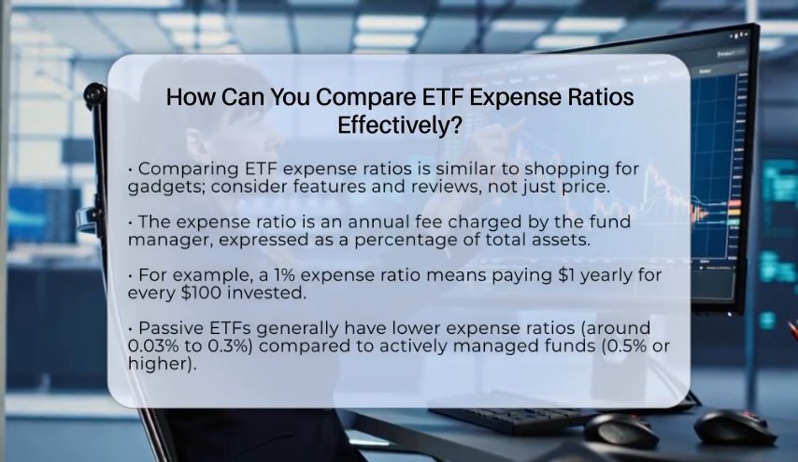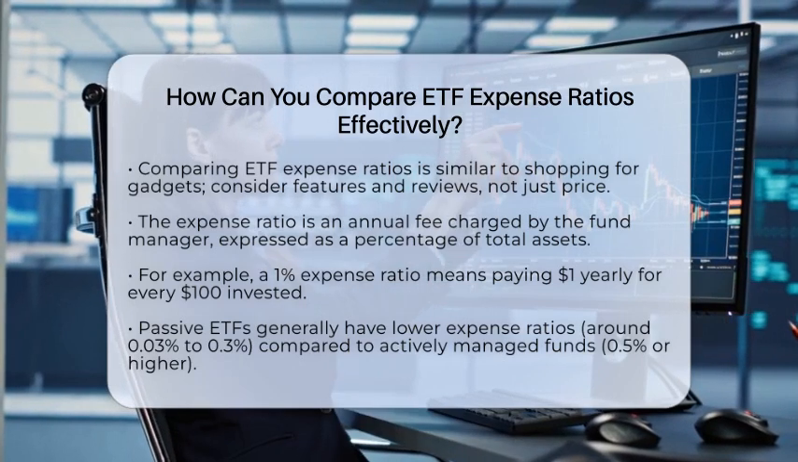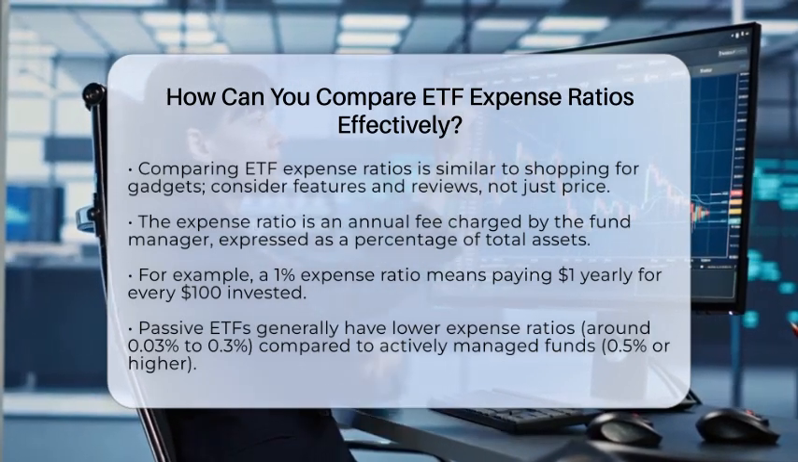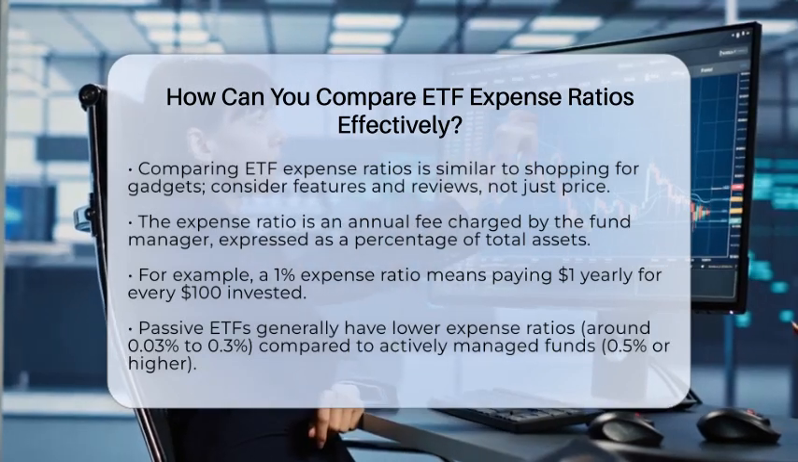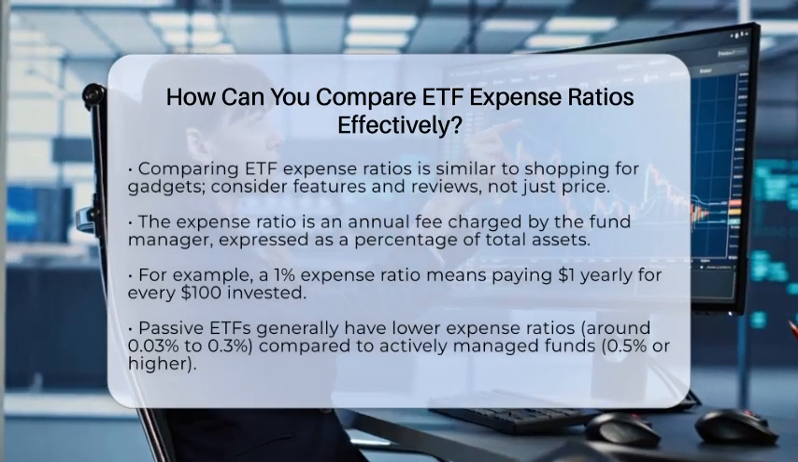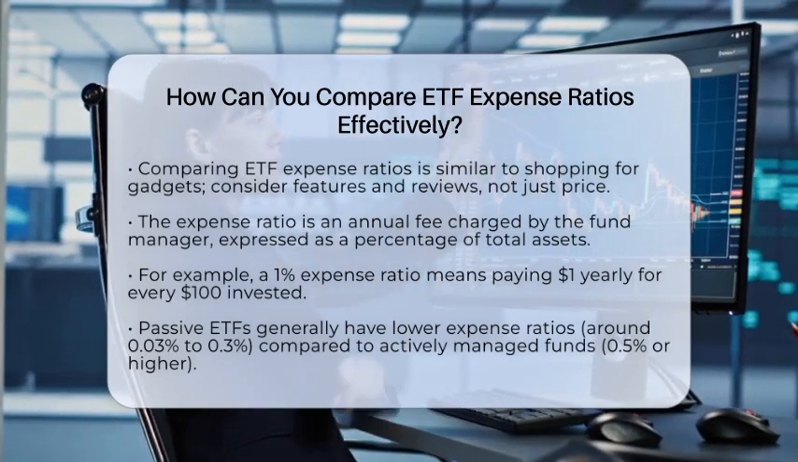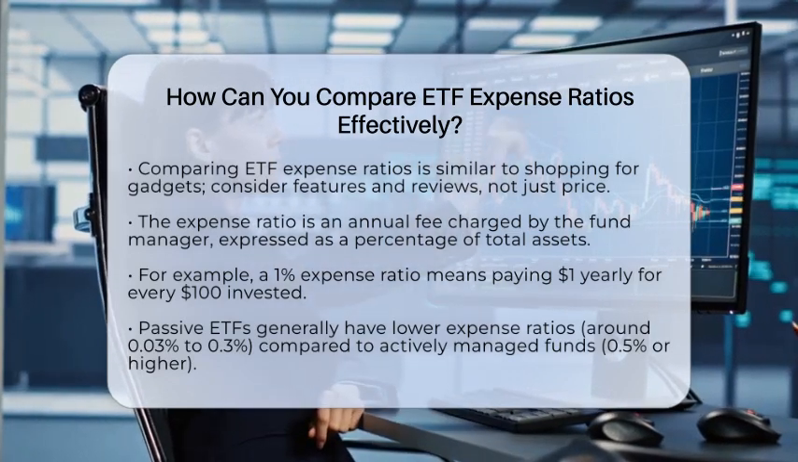The expense ratio shows the annual fee the fund manager charges to cover operating costs. It is expressed as a percentage of the fund's total assets. For example, a 1% expense ratio means you pay $1 yearly for every $100 invested. This fee directly cuts into your returns over time. But it is only part of the story.